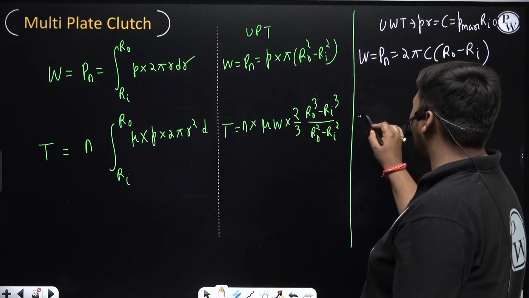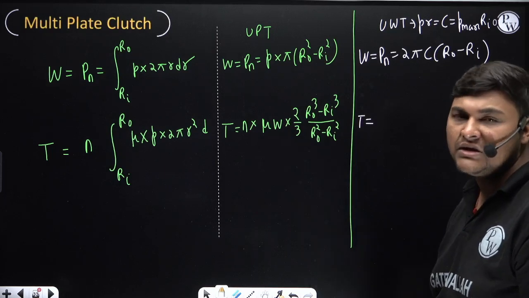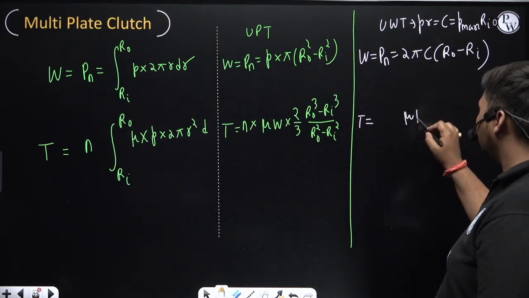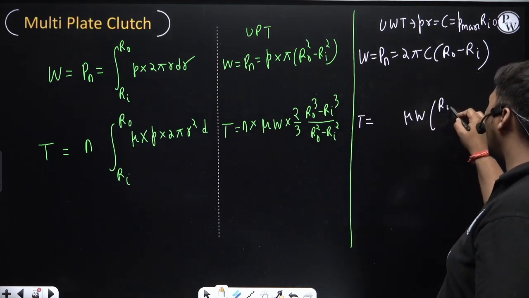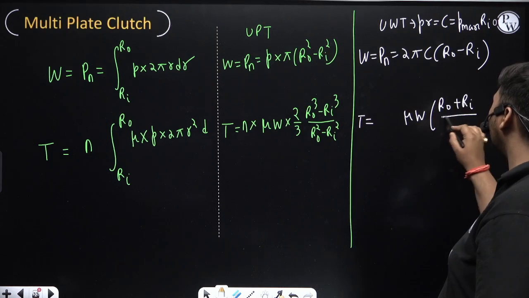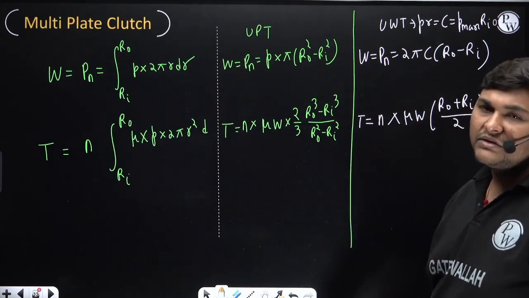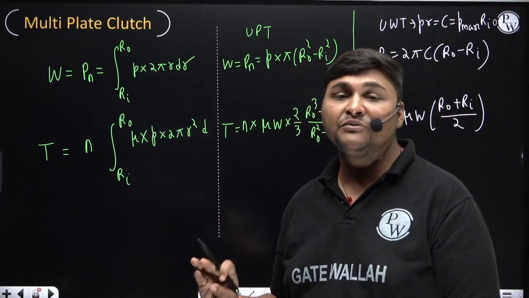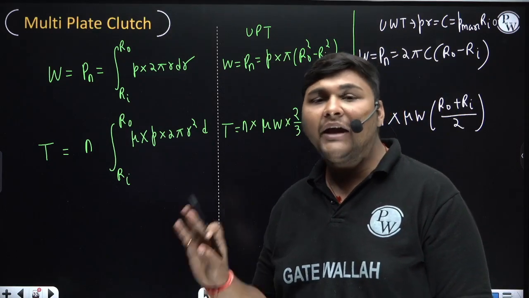Now, first write the formula of torque transmitted for one pair of contacting surfaces, and for the uniform wear theory this formula is mu W into Rm, and Rm is R0 plus Ri divided by 2. Now we will multiply this expression by the number of pairs of contacting surfaces. So this is the complete analysis of the plate clutch, and in plate clutch we discussed single plate clutch one side effective, single plate clutch both sides effective, and multi plate clutch.